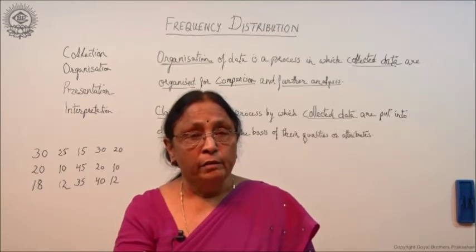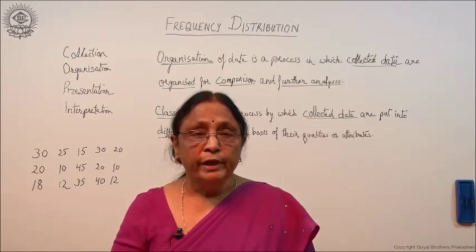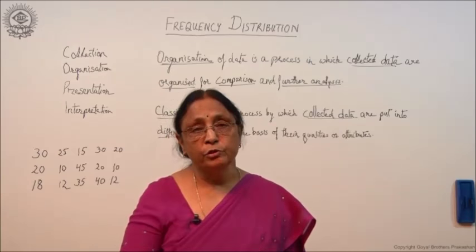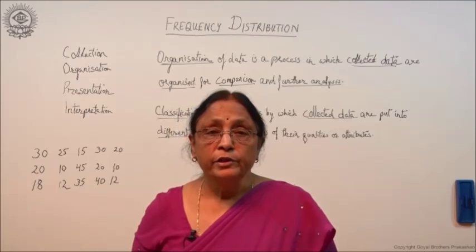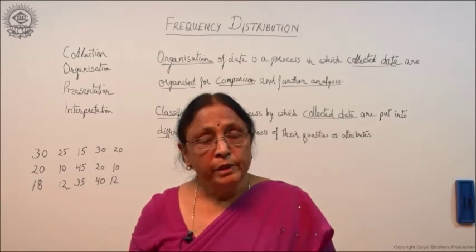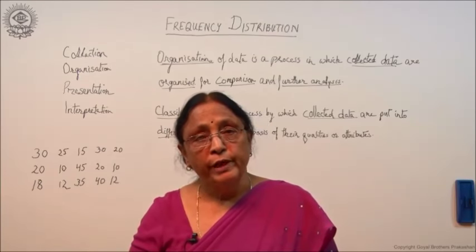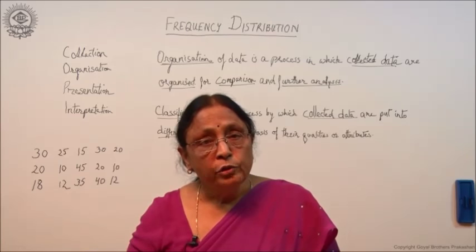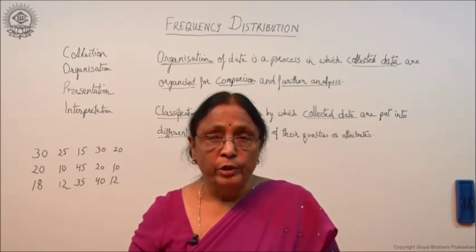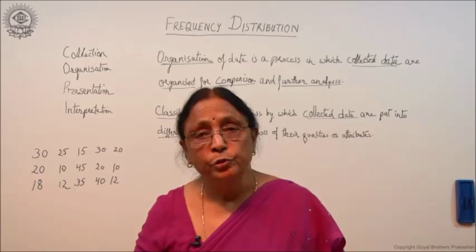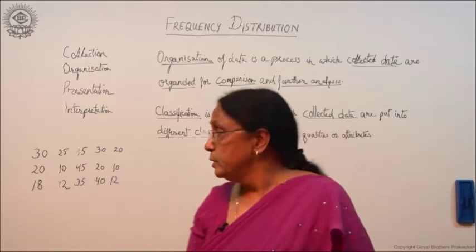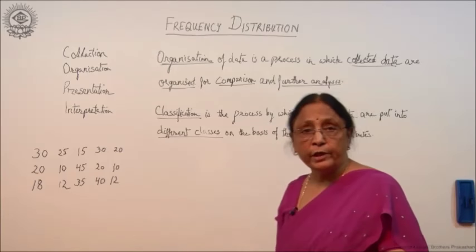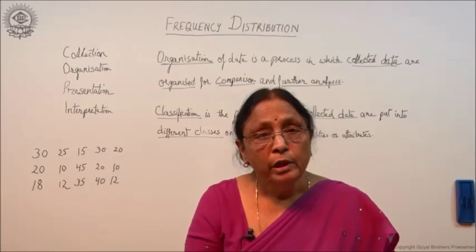Suppose there is a class in which there are 40 students. You can divide the students on the basis of their age, or their height, or the subjects they have offered, or according to the marks they have obtained. Similarly, if you are doing the survey in a factory, then you can divide the workers on the basis of how many are skilled, how many are unskilled. In the educated group, you can divide the workers into how many are highly educated or how many are less educated. So in this way, the classification of data according to their qualities or attributes is known as the process of classification. That is, the collected data are put into different classes on the basis of their qualities or attributes.